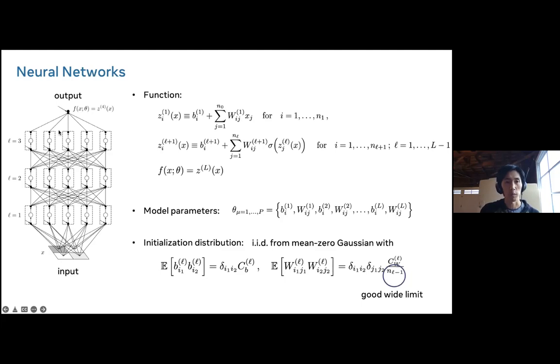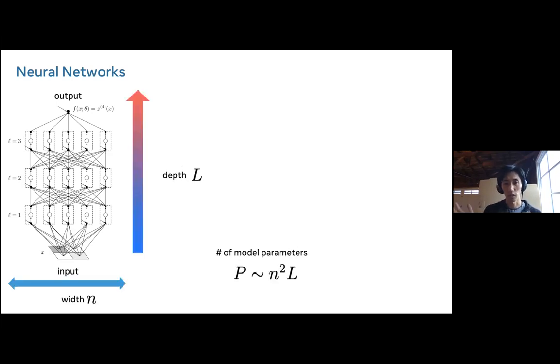But the motivation is to just keep the pre-activation order 1 for all the neurons in general. Okay. Cool. So you don't have to remember all these details because I'm not going to talk about the details.